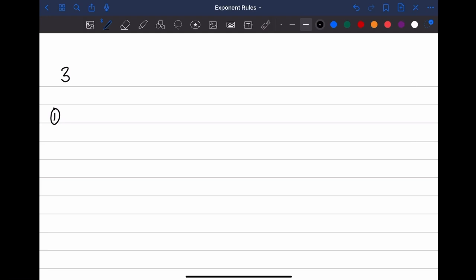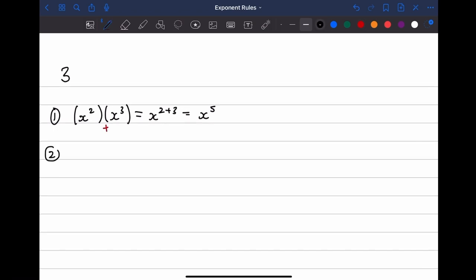So yeah, first one, if we have the same base, so x to the power of 2, all multiplied by x to the power of 3, we are going to get x to the power of 2 plus 3, which is equal to x to the power of 5. So for multiplication, we have to add the exponents.